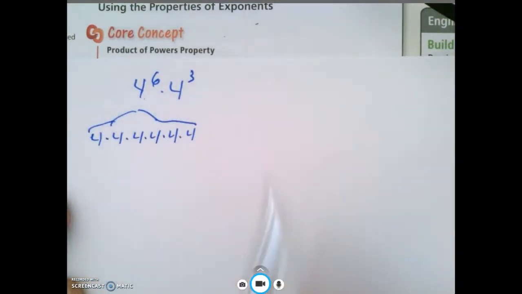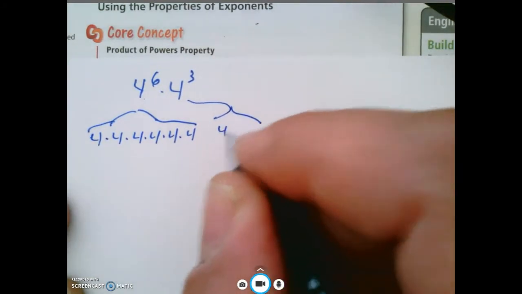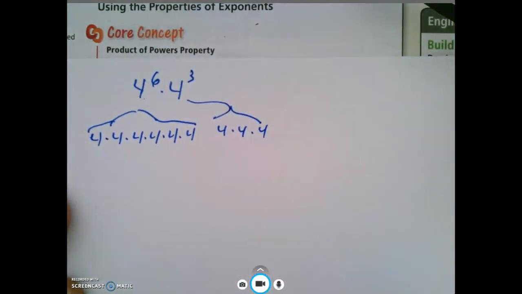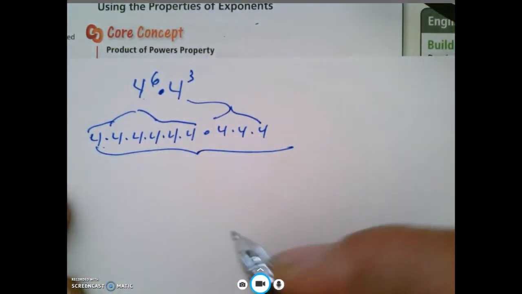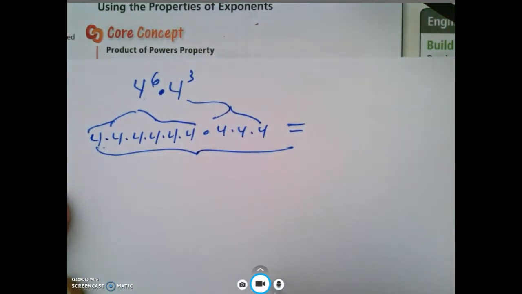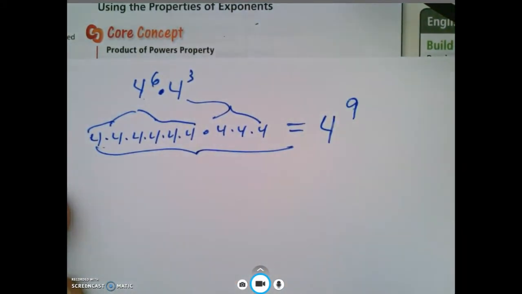4 to the 6, what does it really mean? It means 4 times 4 times 4 times 4 times 4 times 4. So 4 times itself 6 times. There's 6 4s here. 4 to the 3rd would be 4 times 4 times 4. You see where we're going with this? All in all, since you're multiplying these, you have a total of 9 4s. No one's going to write it out this way. We write 4 to the 9. All right, and that's what we do.